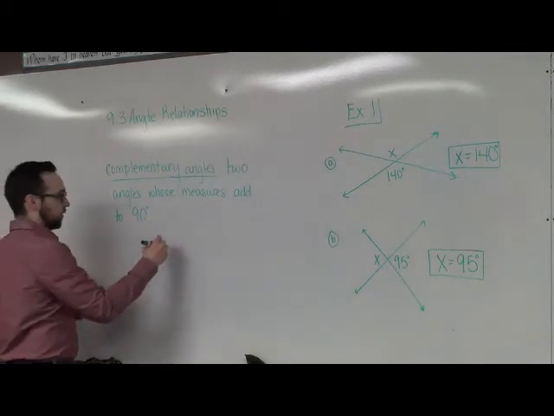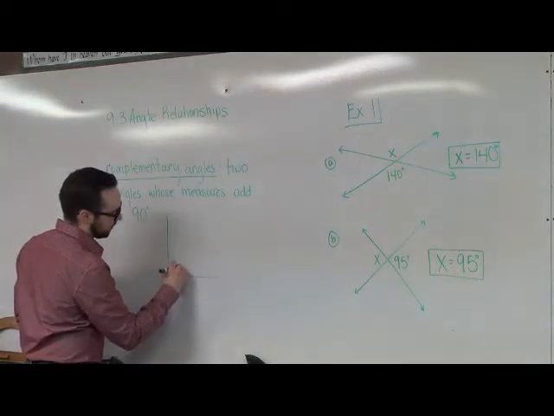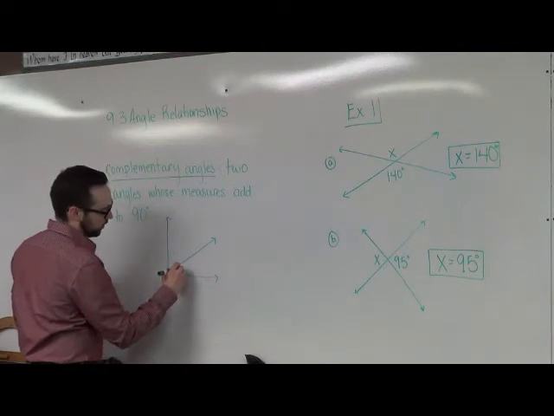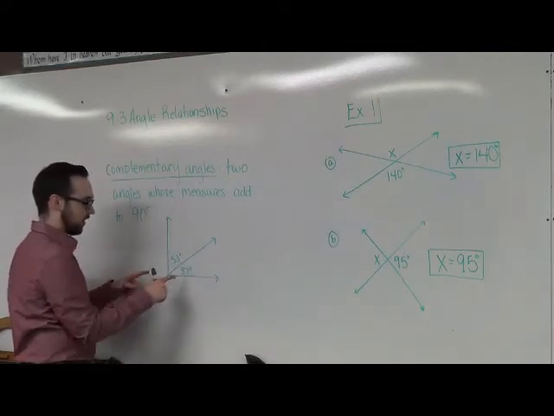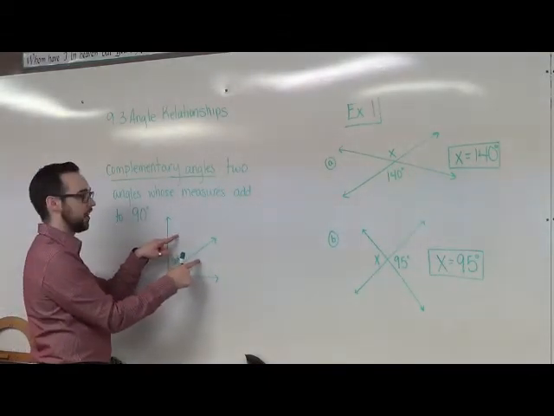So together they should form a right angle. So these would be two complementary angles. So if I tell you these are 37 and this is 53, together when I add those, I get 90 degrees. So these two are complementary angles.